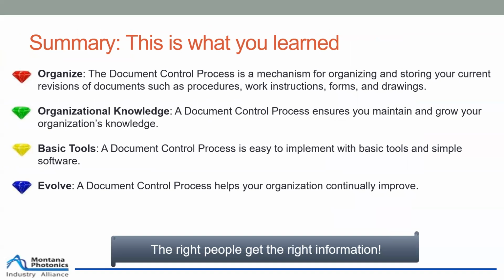In summary, this is what you learned in this presentation. You learned that a document control process is simply a mechanism for organizing your organization by storing the current revisions of your documents. The document control process ensures that you capture and protect the essential knowledge of your organization so that it can be shared and not lost. A document control process can be easily implemented in a low-cost manner with available tools. Sharing and controlling documents that capture your organizational knowledge leads to important improvements that drive evolution and innovation.